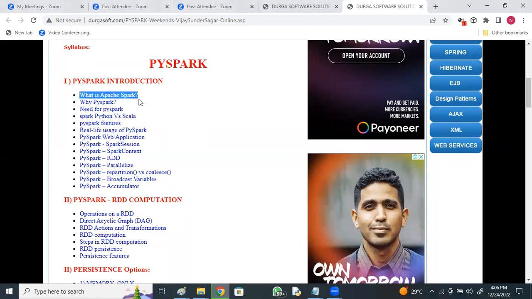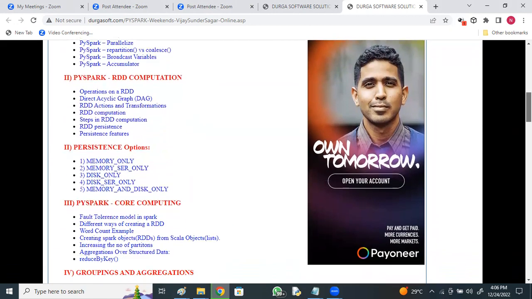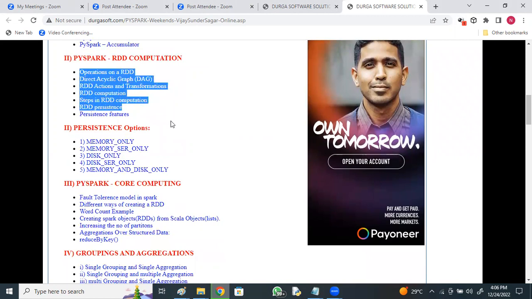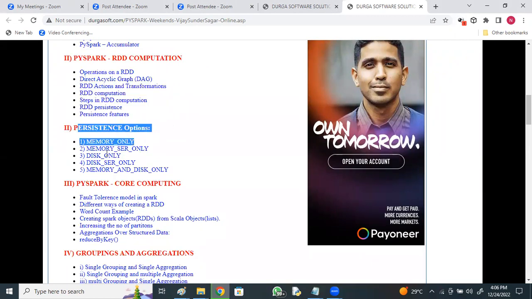That is the course content I'll be discussing in brief. What is Apache Spark, PySpark, need for PySpark, the difference between these and real-time usage, PySpark application creation, sessions and the PySpark session, Spark context object, parallelizing, repartition, broadcast variables and accumulators, right? PySpark RDD computations, persistence options: memory only, disk only, memory and disk, right? PySpark core computing, and the fault tolerance model in Spark.